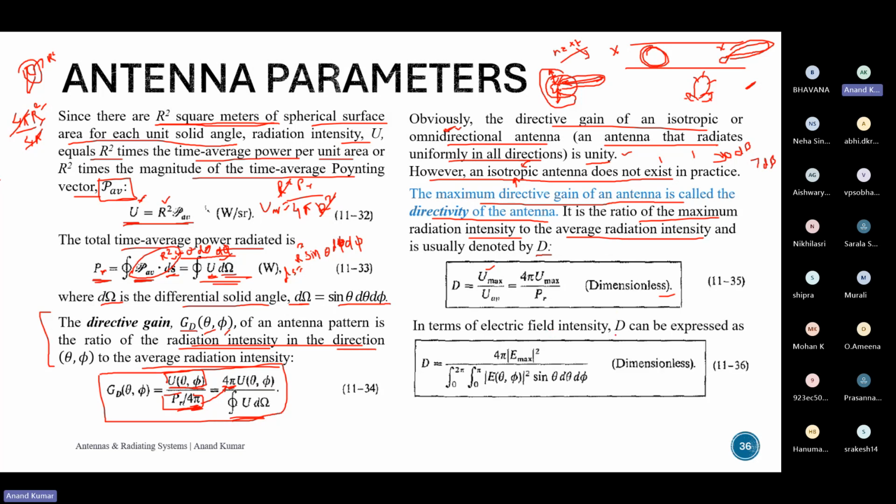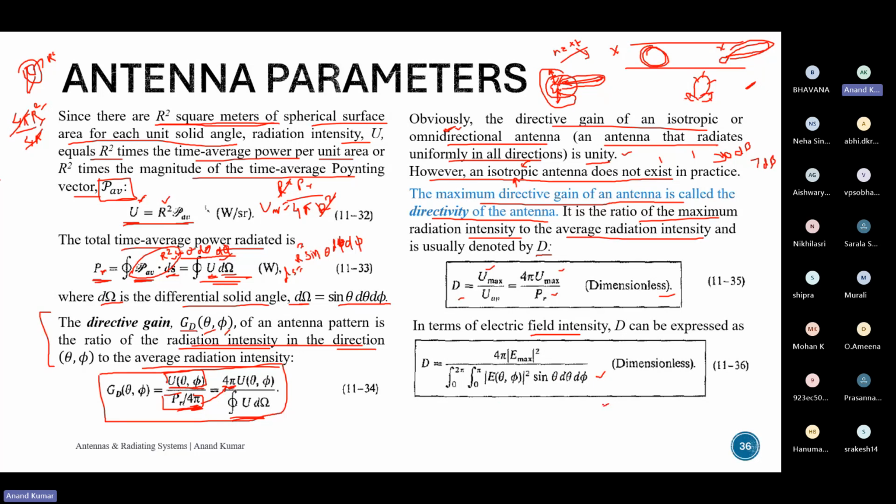In terms of the electric field intensity, because everything over here was power and so on, we can write the directivity in terms of electric field intensity. For that we'll be substituting the Umax value and PR values, and upon doing that, we will get this. In this, we have normalized and cancelled out common terms. Okay, so this is what we will end up with.